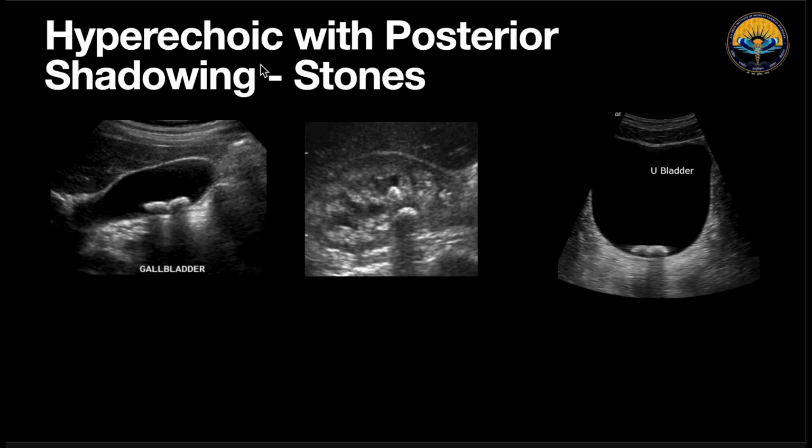Then we have hyperechogenicity with posterior shadowing, and that suggests stones. Like here we can see this was the gallbladder, and there was some hyperechogenicity, and behind it we can see shadowing. So these were the gallbladder stones. Here we can see the kidney, there is some hyperechogenicity here, and behind this there is shadowing. So this is a renal stone. So this was a GB stone, this is a renal stone, and then we see the urinary bladder, and here we saw some hyperechogenicities and behind them posterior shadowing, and this is suggestive of urinary bladder stones.